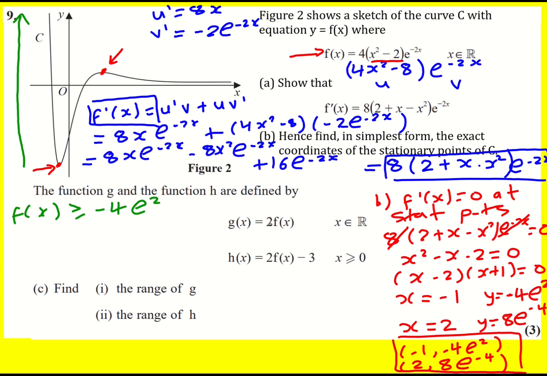And when I times by 2, I stretch the function by scale factor 2 in the y direction. Actually, that minimum is going to become minus 8e squared. It's going to end up down here, but the same shape is going to be going on. It's still going to go through 0 at the same place, come up, and still go to infinity, but the minimum now is going to be minus 8e squared. So that's actually going to be my answer. g of x is just greater or equal to minus 8e squared.